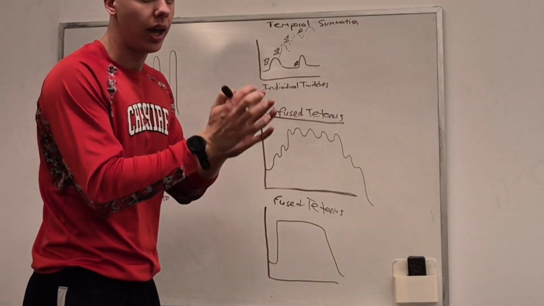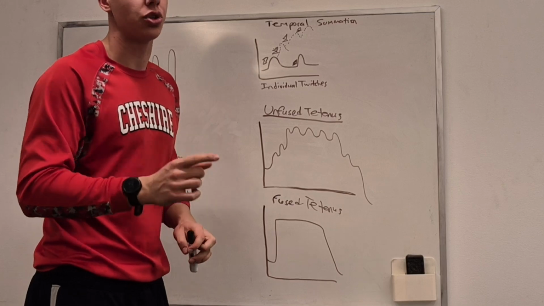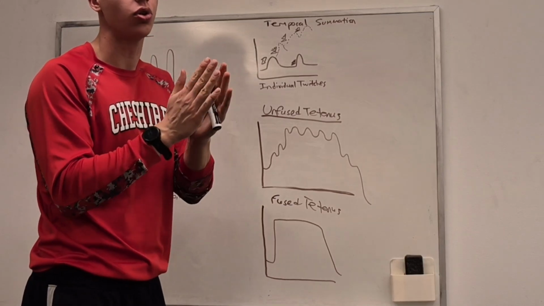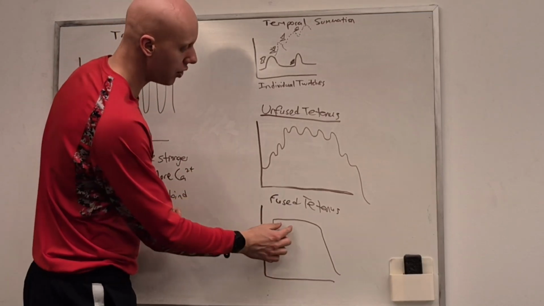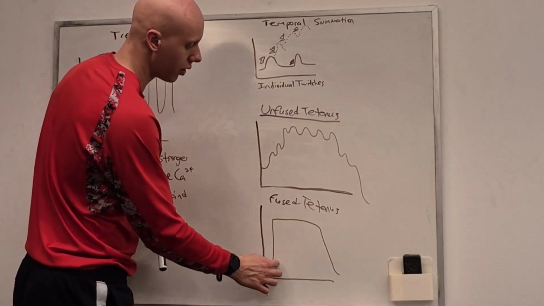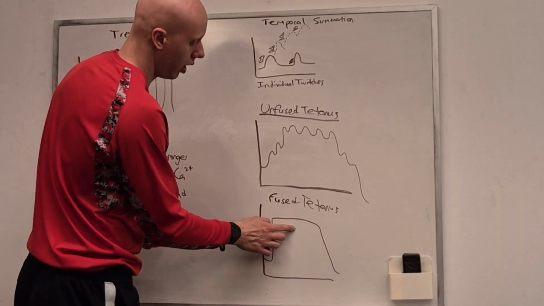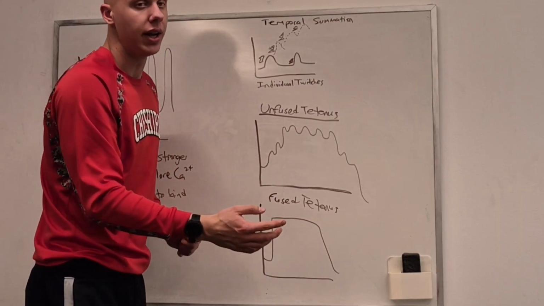You can't tell how much time has passed, or you can't distinguish one action potential from another because they're occurring so close together, which is why we have no rest in a fused tetanus. You're rising up to the maximum amount of tension that your muscles can produce, and there's not enough time for rest.